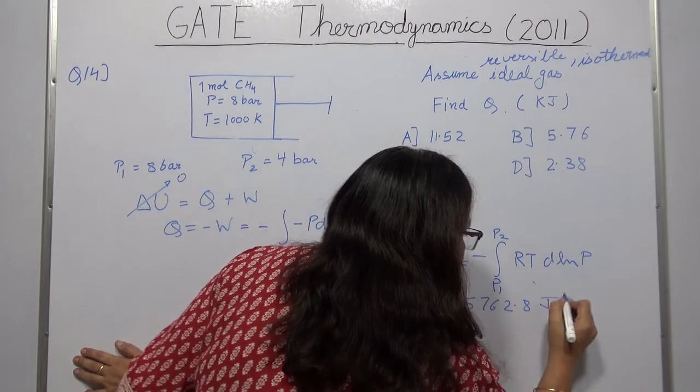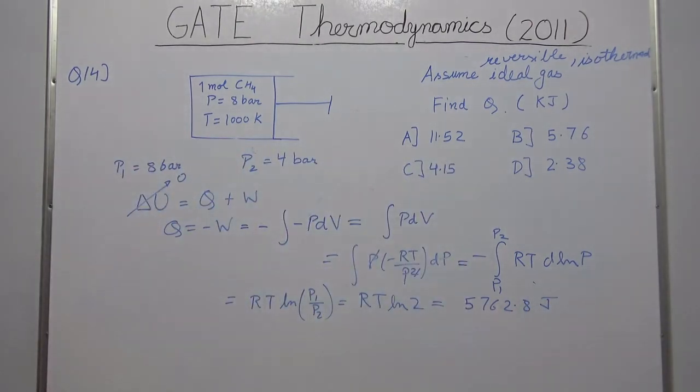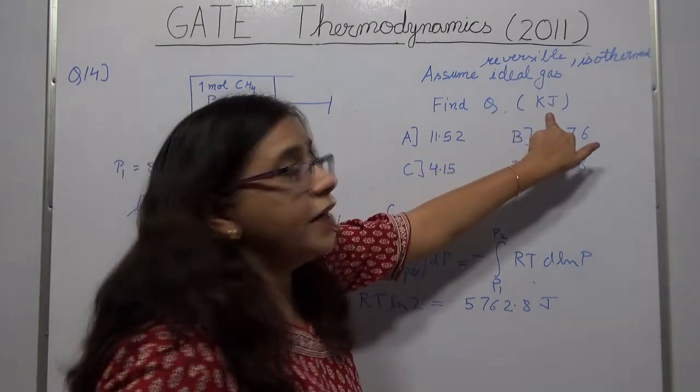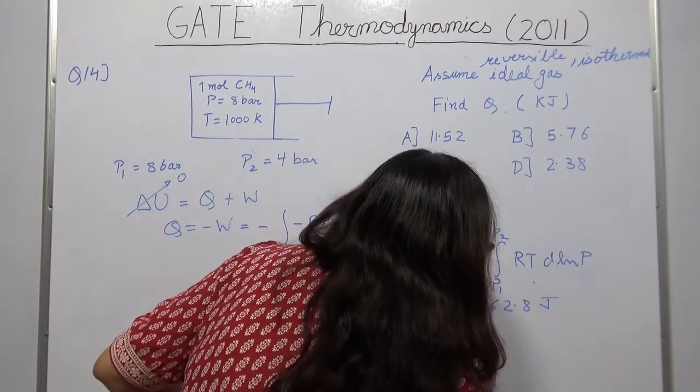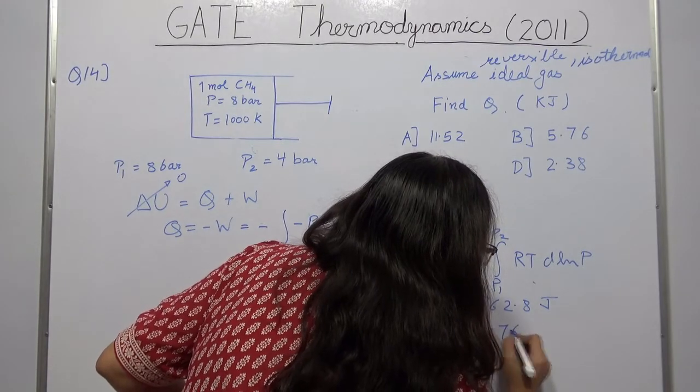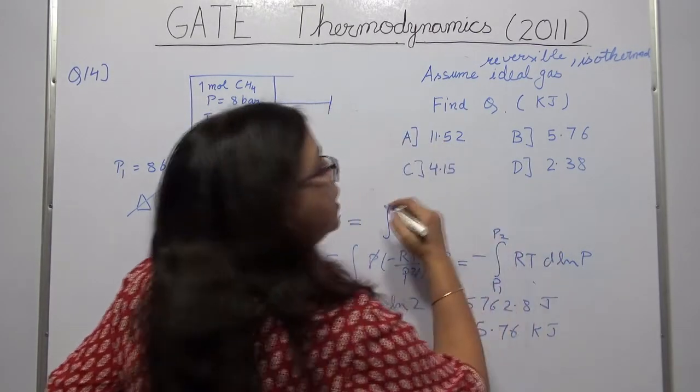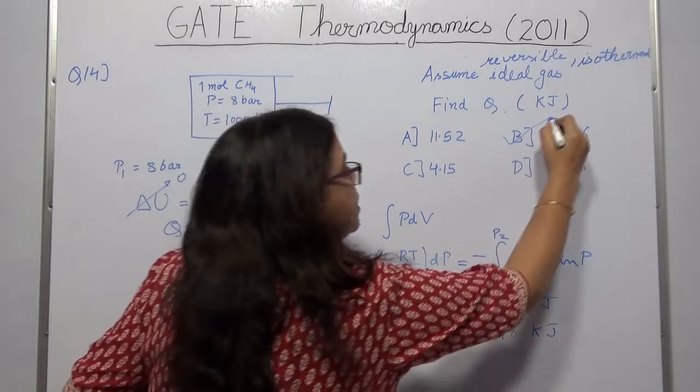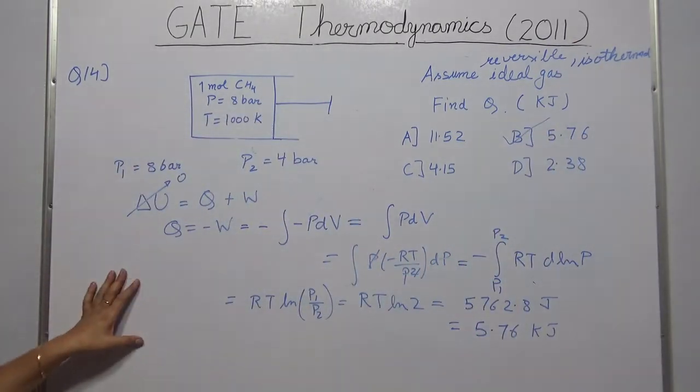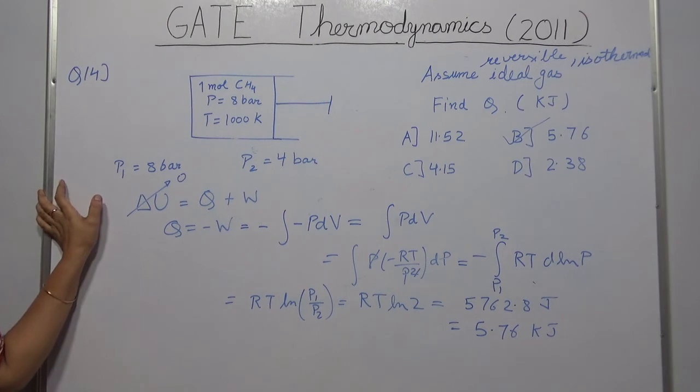5762.8 joules. This is the answer which you will get, but always remember, they have asked you to find Q in kilojoules. So write it as 5.76 kilojoules and see which one is correct. Option B is correct. So this was a very simple problem.